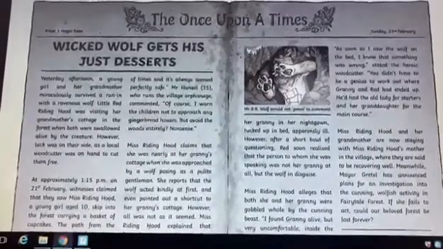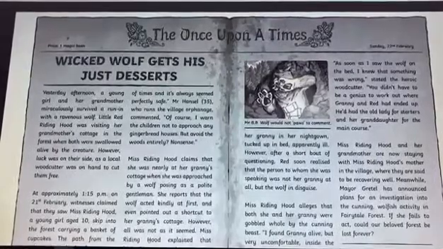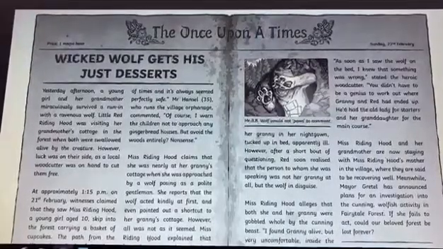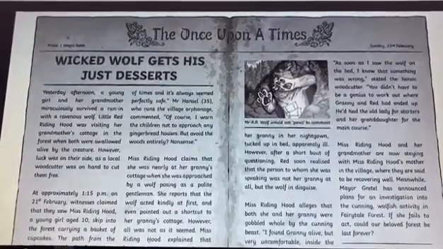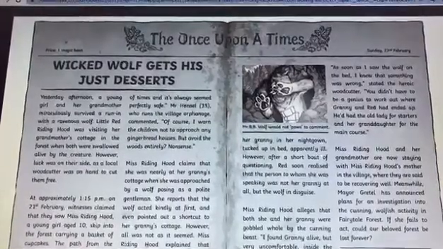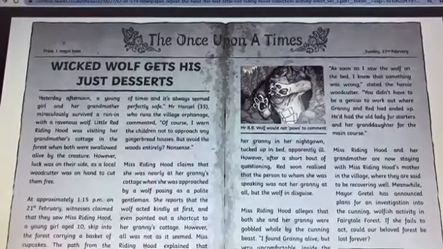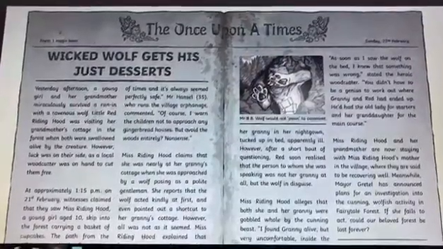Yesterday afternoon, a young girl and her grandmother miraculously survived a run-in with a ravenous wolf. Little Red Riding Hood was visiting her grandmother's cottage in the forest when both were swallowed alive by the creature. However, luck was on their side, as a local woodcutter was on hand to cut them free.